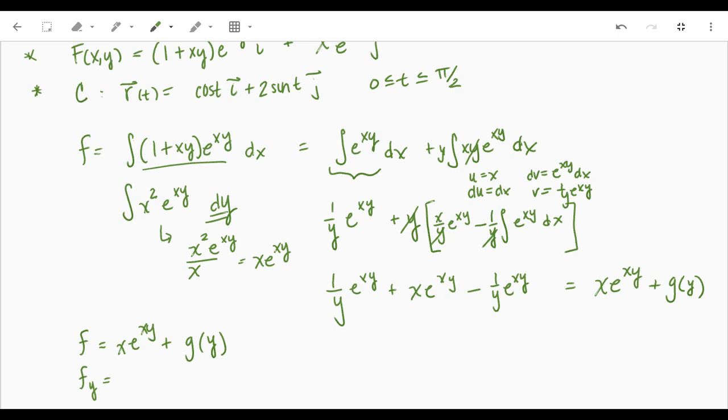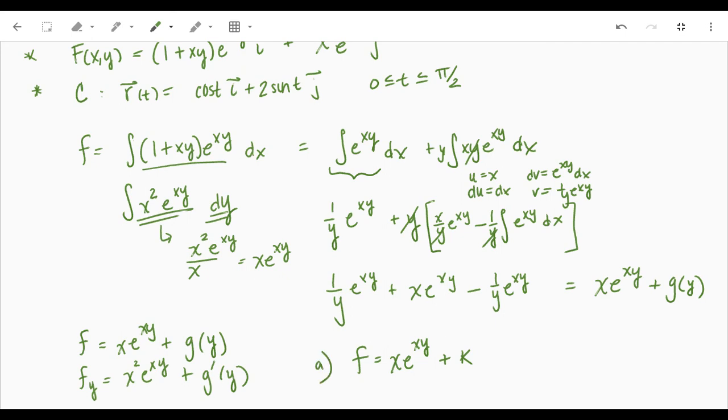That's okay, right? But again, my partial there with respect to y would just be x squared e to the xy plus g prime of y. And we know that we've already got what we need, so g prime of y is 0, which means g of y is at best a constant. So f is x e to the xy plus some constant. Okay, so there's your part A.